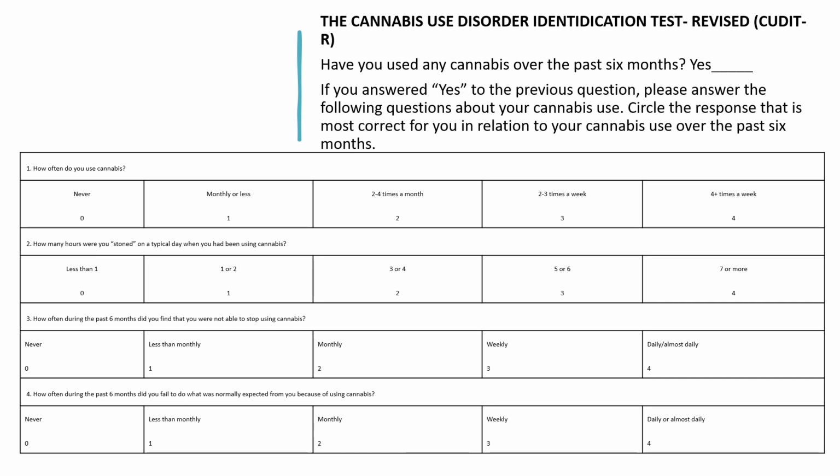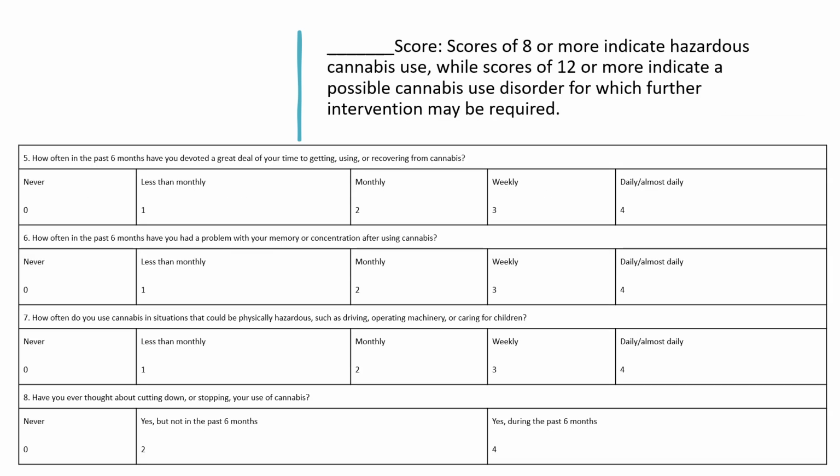How often during the past 6 months did you fail to do what was normally expected from you because of using cannabis? How often in the past 6 months have you devoted a great deal of your time to getting, using, or recovering from cannabis? How often in the past 6 months have you had a problem with your memory or concentration after using cannabis? How often do you use cannabis in situations that could be physically hazardous, such as driving, operating machinery, or caring for children? Have you ever thought about cutting down or stopping your use of cannabis?